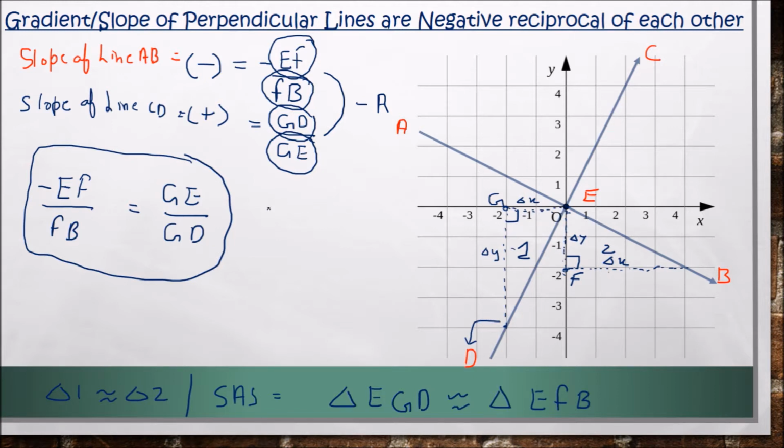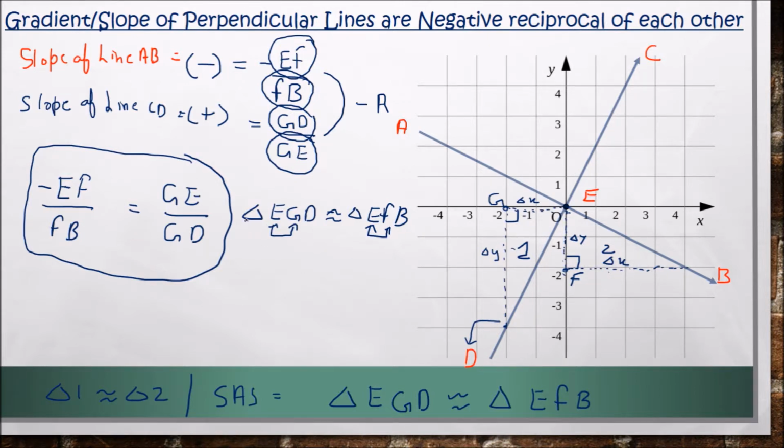Now let's have a look at our triangles. Triangle EGD is congruent to triangle EFB. Okay, so EF equals GE. This is our side EF, and this is equal to GE or EG. So this is proof that these two sides are equal.